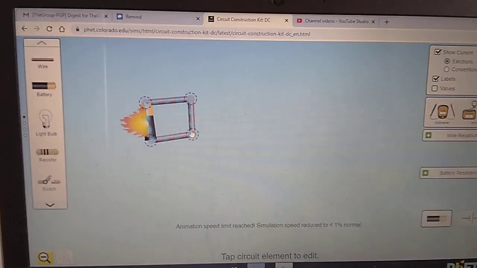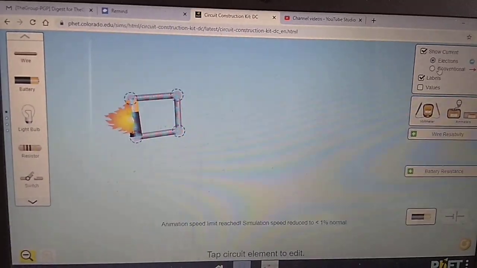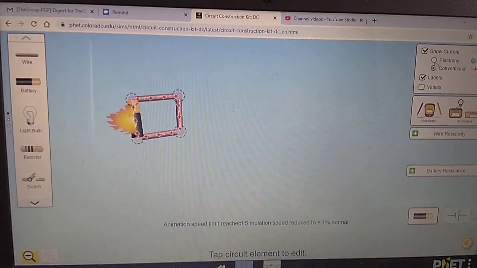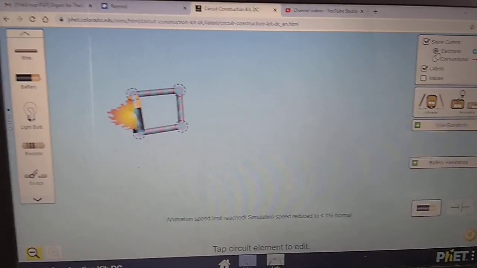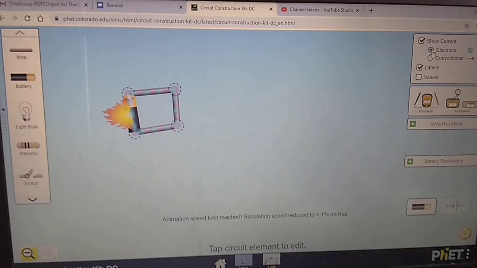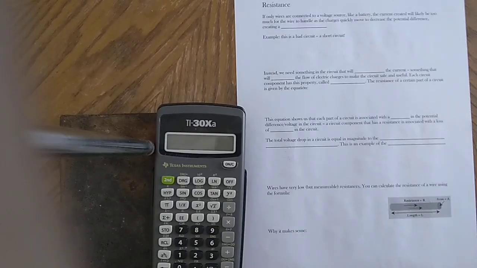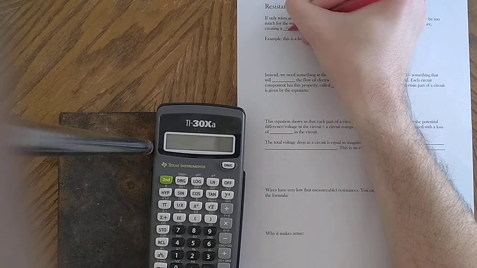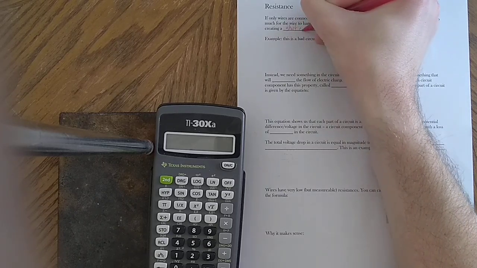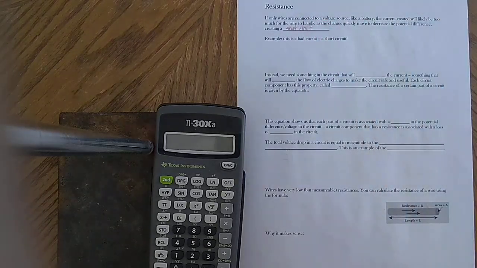That seems bad. You have the charges moving super, super fast, and no matter what, whether it's conventional or electron current, that battery kind of looks like it's on fire. So that doesn't seem good. So what this is called, if you know your electricity or are familiar with this, is called a short circuit. Essentially what you've done is you have created a current that is too big, okay?